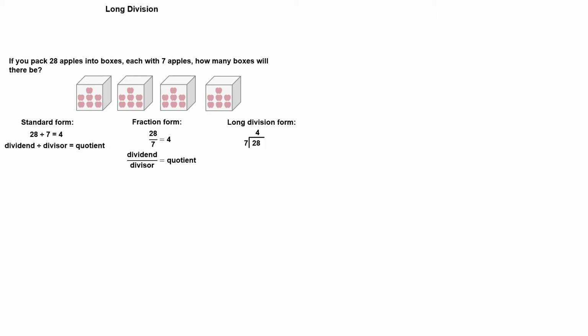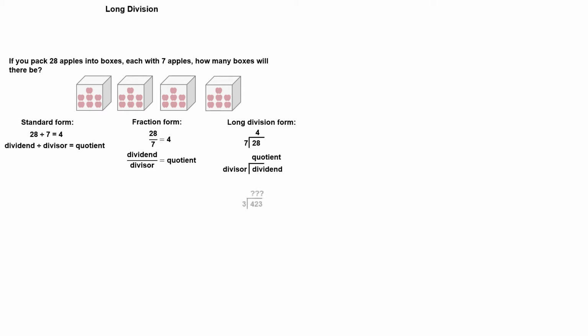In the long division form, we write the dividend on the right under a division symbol and put the divisor on the left. The quotient is written above the over bar on top of the dividend. As we can see, 7 divides evenly into 28 4 times.